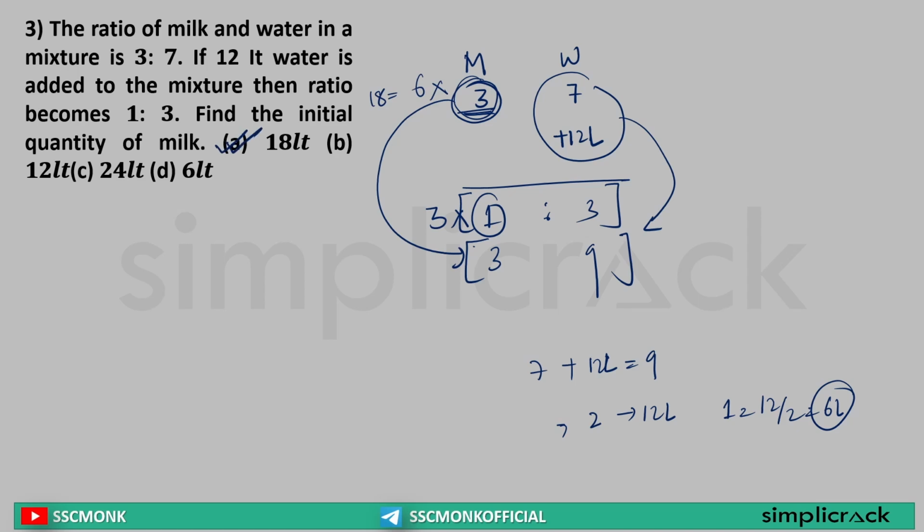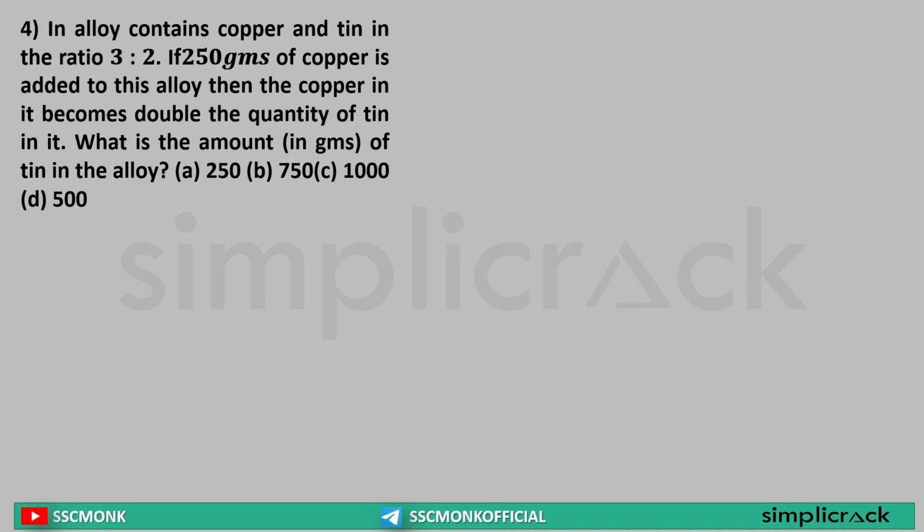Clear? Sorted? Next. An alloy contains copper and tin in the ratio of 3:2. If 250 grams of copper is added to the alloy, the copper in the whole thing becomes double the quantity of tin. So what it is saying, sir, here it is copper, here it is tin. Ratio is 3 is to 2. Now I added 250 gram.